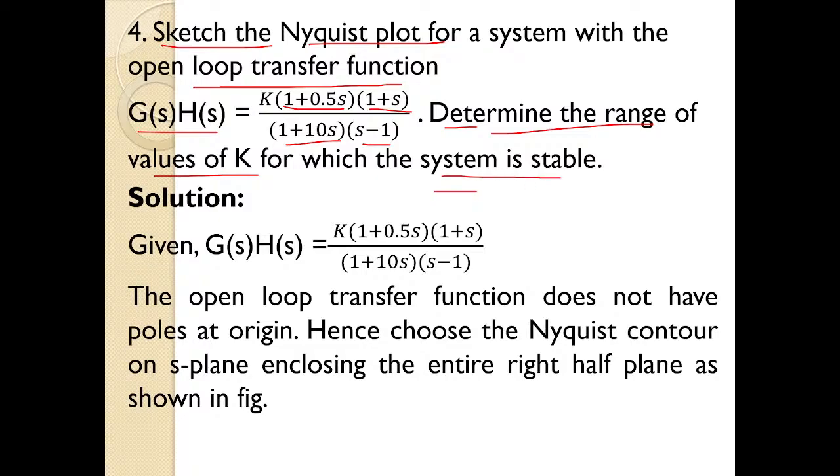So we have to determine for what range of K. There is no specific value. There is no need to determine a specific value for K for the system to be stable. Within certain limits of K, from some lower value to a higher value, we have to check whether the system is stable or not. So we have to give the range of K values. If K lies within that range, then the system is said to be stable. So write down the question.